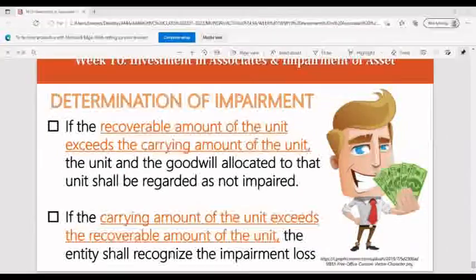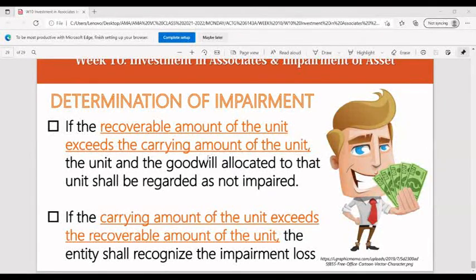Lastly, the determination of impairment. If the recoverable amount of the unit exceeds the carrying amount of the unit and the goodwill allocated to that unit, the unit shall be regarded as not impaired. If the carrying amount of the unit exceeds the recoverable amount of the unit, the entity shall recognize the impairment loss.